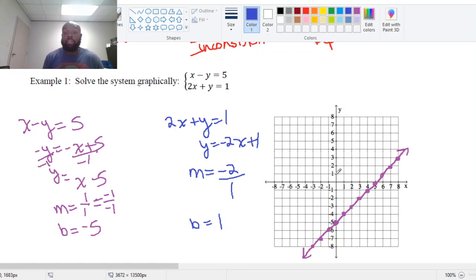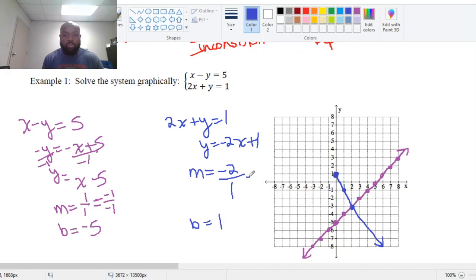For this one, my y-intercept is 1. My slope is -2 over 1. So I go down 2 and to the right 1. And I'm going to do this multiple times. Down 2 and to the right 1. Uh-oh, that's the point of intersection. By the way, I know my line is going to pass through these two points. Once I know that, I don't have to do all that.